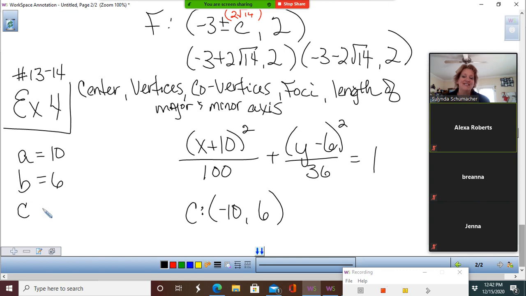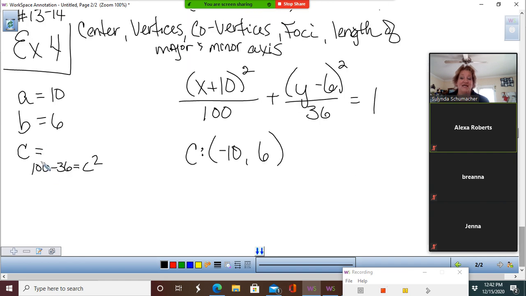And I need to find C. To find C, it is my denominator subtracted, and then we're going to square root it. In this case, 100 minus 36 is 64, so C equals 8.